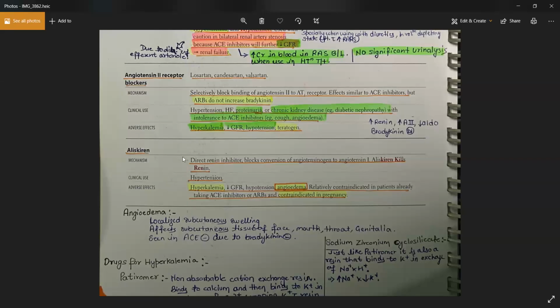Again, it is useful for the treatment of hypertension. Side effects: hyperkalemia, low GFR, hypotension, and angioedema can happen. But it is only a mild type, because only when angiotensin 1 is converted to angiotensin 2 can you have degradation of the bradykinin. You're inhibiting this conversion, so you can have a mild angioedema also. It is contraindicated in patients who are already on ACE inhibitor or ARB therapy. And all of these drugs are contraindicated in pregnancy because they are all teratogenic. So that's all about these drugs. Any doubt, please ask.